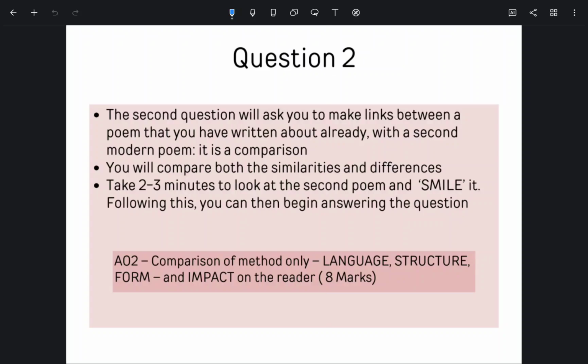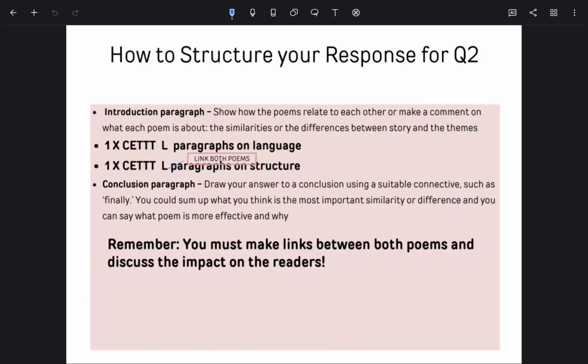So for AO2, you're looking at the comparison of the method only. So remember, language, structure, and form, and the impact on the reader. So these are the specific things that you need to do when comparing for the 8 marks if you want to achieve the top marks. Now the question arises, how do I structure my response for question 2?